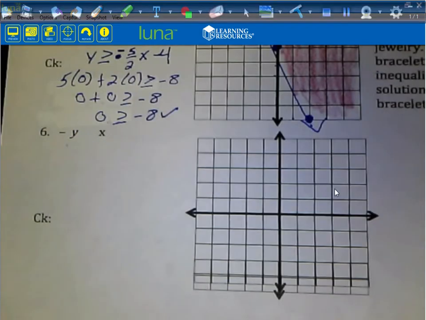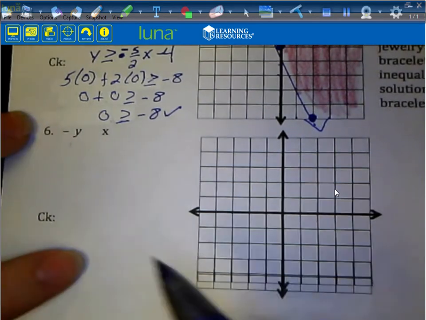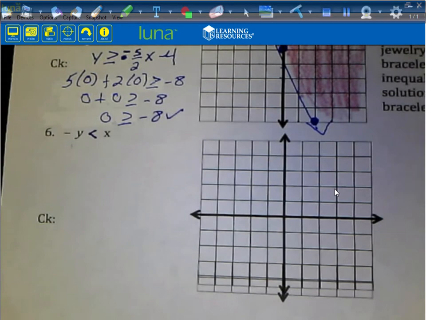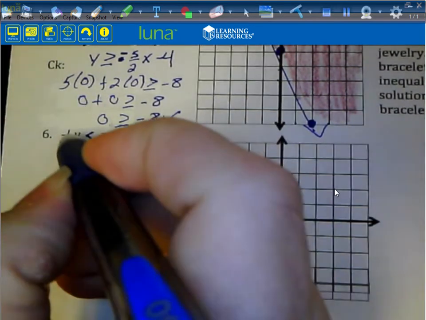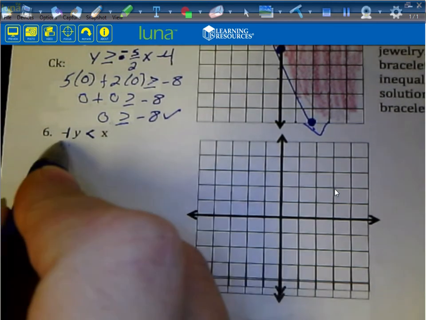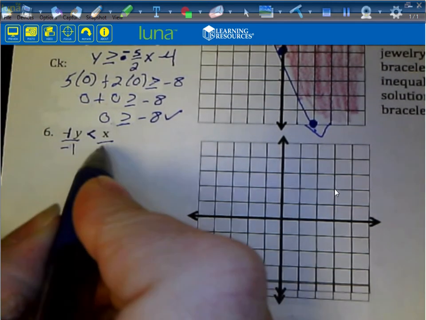All right, so let's go ahead and look at number 6 now. The first thing we're going to do is put our inequality sign into our problem. So we have negative y is less than x. The problem here is that I can't have a negative y because y is technically not solved for. Again, it has that understood 1 in front of it. So when there's a negative 1 there, I have to divide everything in the problem by a negative 1 in order to make my y positive.